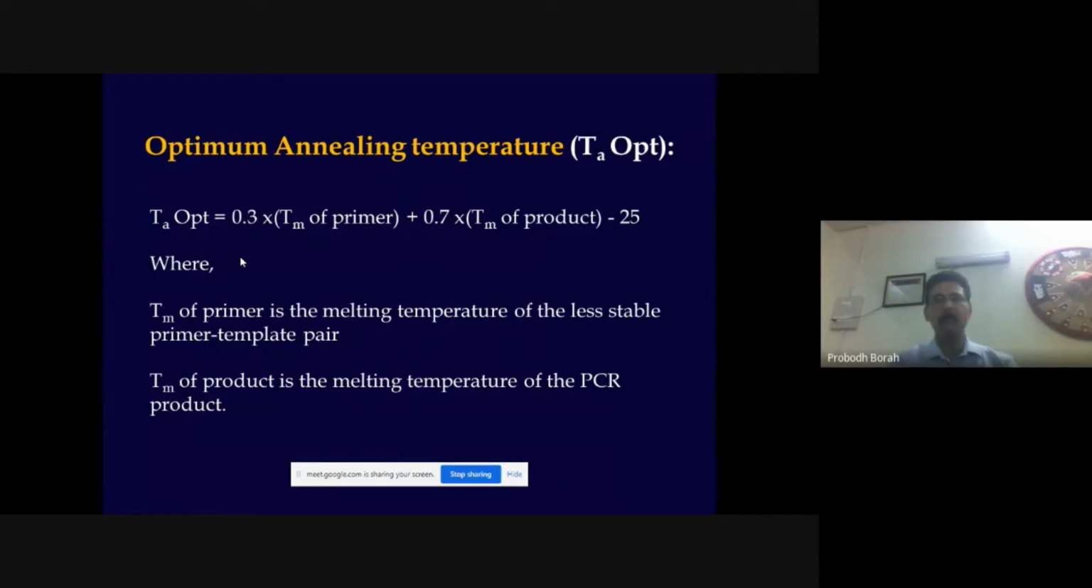Suppose the lower melting temperature for the primer is around 55. You start from around, say, 50 degrees Celsius. In one row you fix 50, second row 51, third row 52, fourth row 53. Then you see the result, which temperature is giving better result. If intense, distinct bands are formed at some temperature, say 52 degrees Celsius, then you will choose that temperature as the proper annealing temperature.